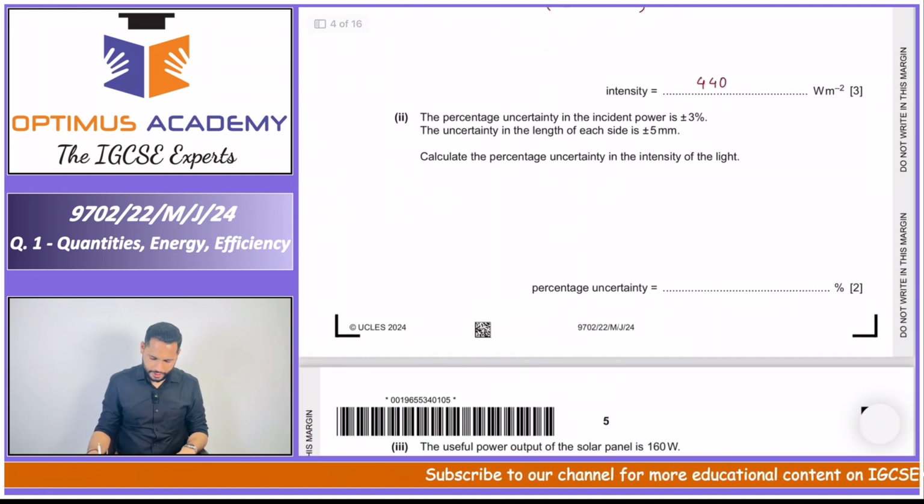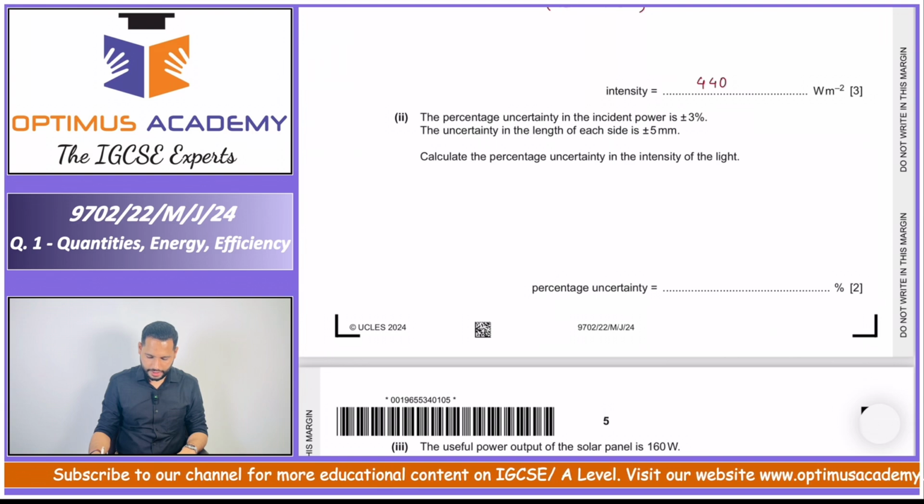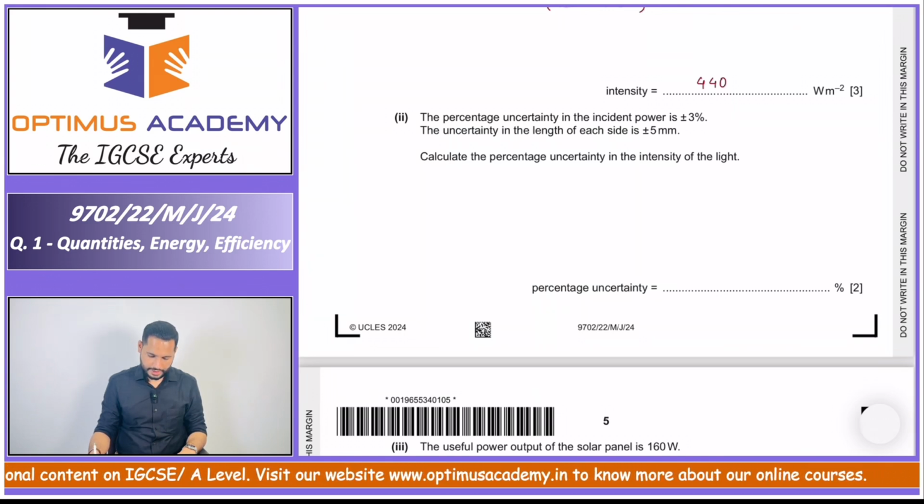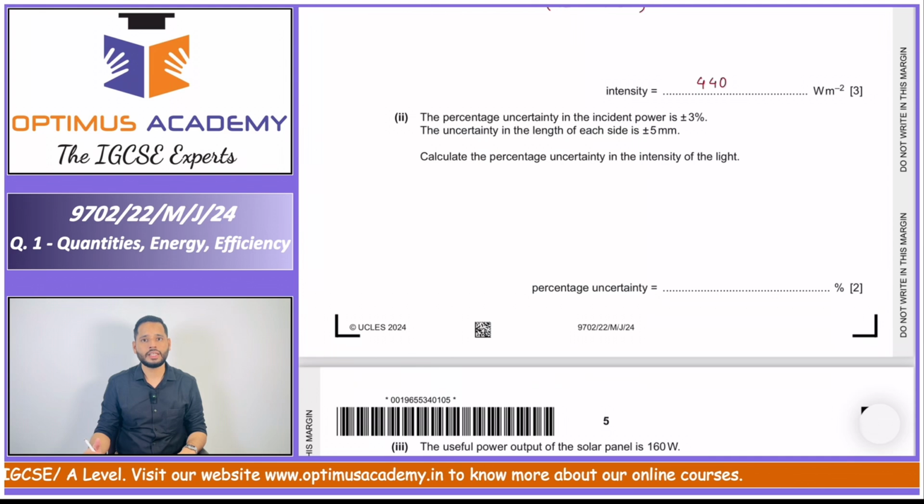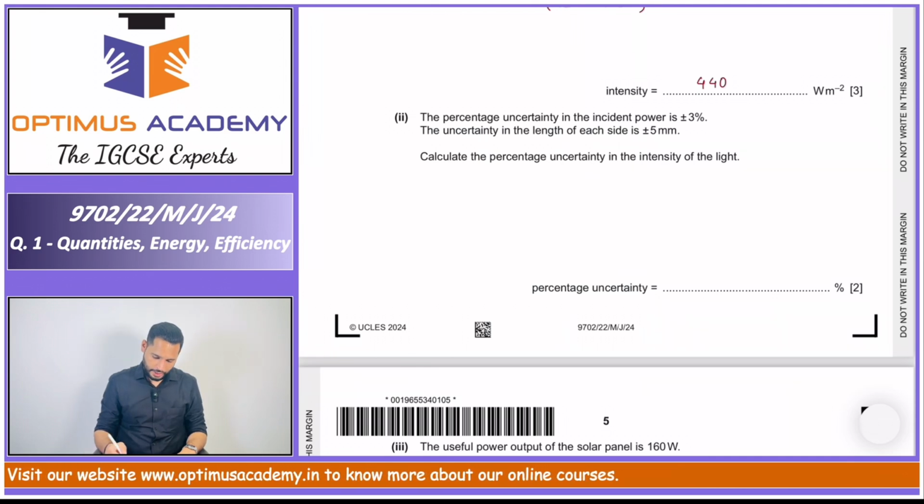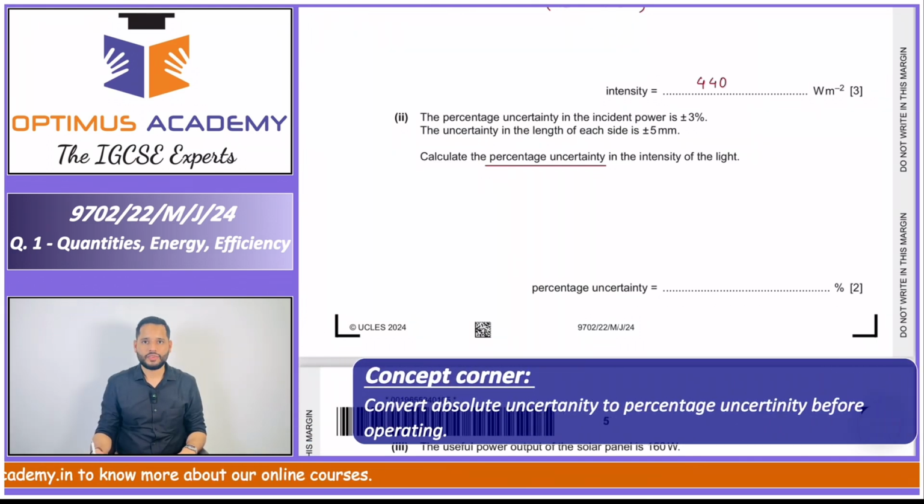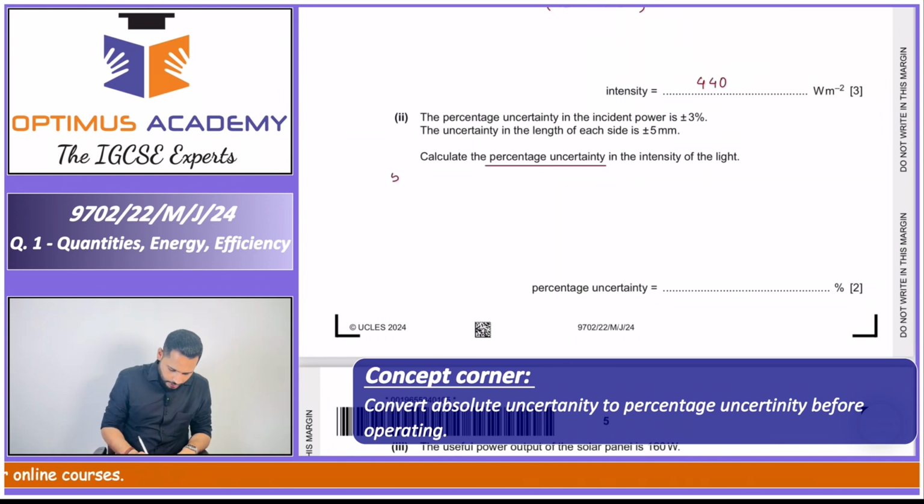The next question, the percentage uncertainty in the incident power is plus minus 3%. The uncertainty in the length of each side is plus minus 5 millimeter. So the percentage uncertainty in the power is given in percentage, whereas the uncertainty for the length is given in absolute uncertainty. Calculate the percentage uncertainty in the intensity of the light. So first we have to convert absolute uncertainty in the length into percentage uncertainty. So it will be 5 divided by 1300 into 100.